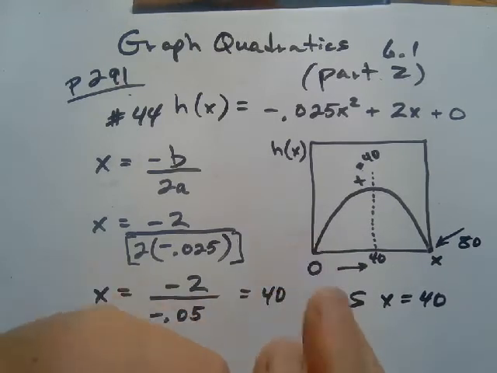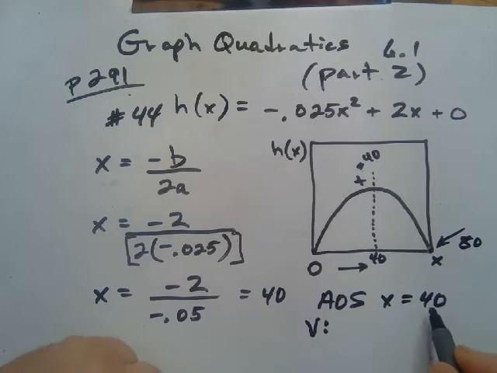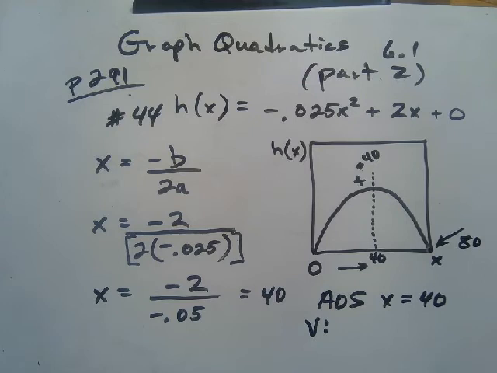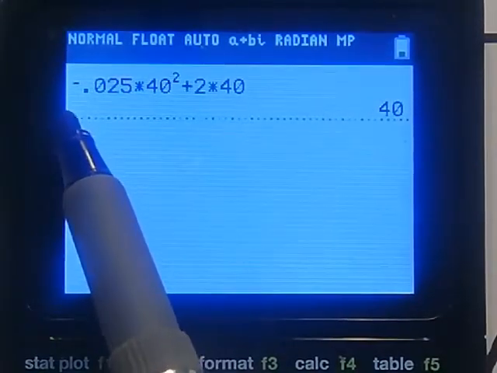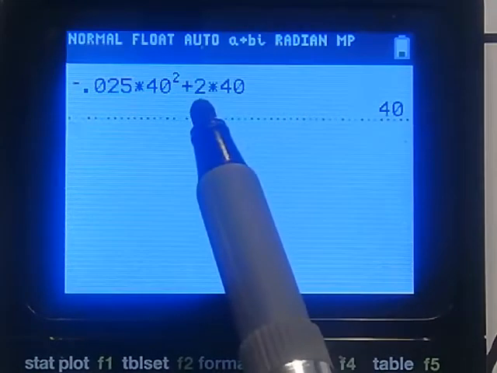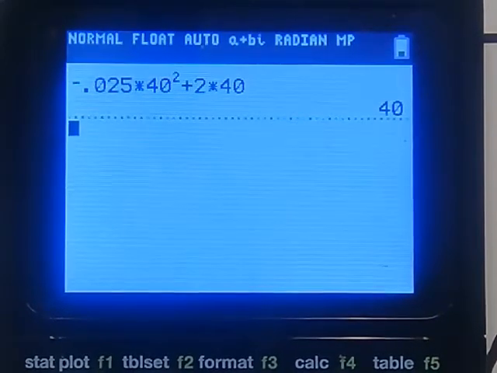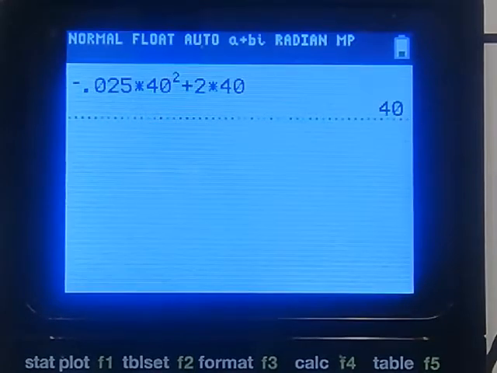And then it says find the coordinates of the vertex. Okay, well, the vertex, I'm going to use capital V here, is I'm going to take 40 and stick it back in here in my equation, and I can use my calculator to do that. Okay, so I went ahead and punched it in here. A was negative 0.025 times x squared. It's going to square the 40 first, plus 2 times 40. And it turns out that my y value here is also 40. So this point at the vertex has to be 40, 40. 40 went in, 40 came out.